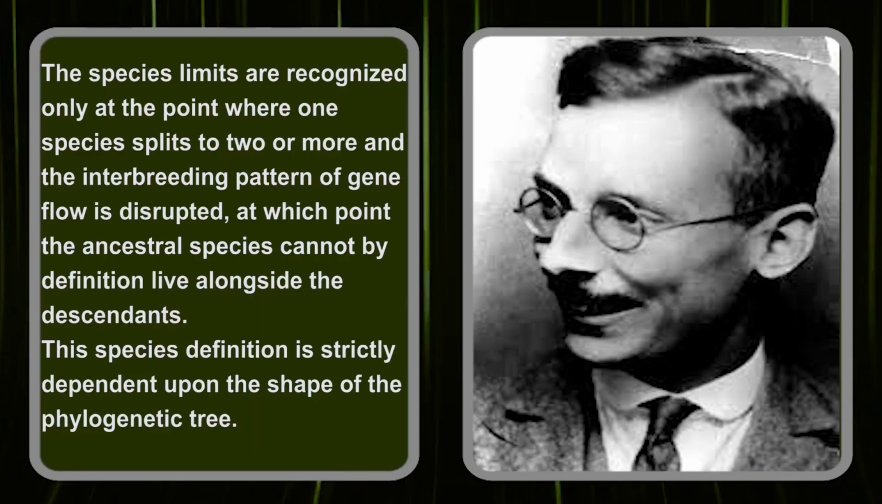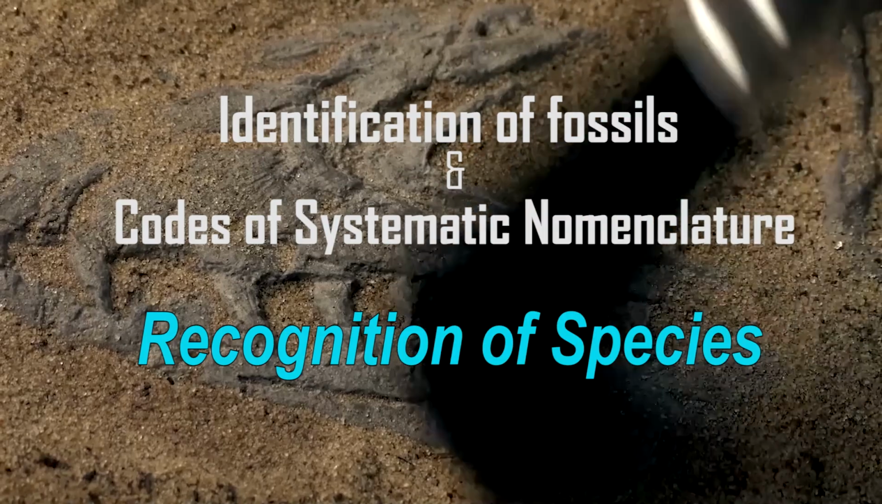The Hennigian species concept, named after the German entomologist Willi Hennig, like the biological species concept, is based on the criteria of reproductive isolation. However, the species limits are recognized only at the point where one species splits into two or more and the interbreeding pattern of gene flow is disrupted, at which point the ancestral species cannot, by definition, live alongside the descendants. The species definition is strictly dependent upon the shape of the phylogenetic tree.